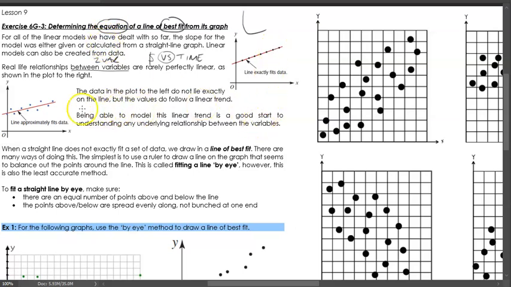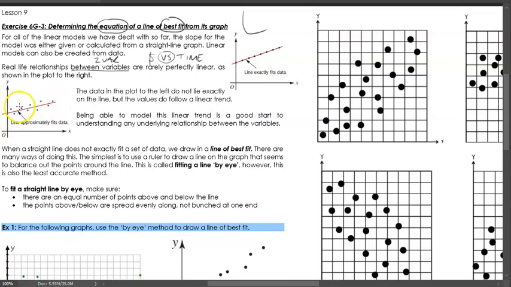So the data in the plot to the left here doesn't exactly lie on the line, but the values do follow a linear trend. Let's say some survey was taken and we asked people for one variable, and they give you an answer, and then another variable, and they give you an answer. So maybe it's what is your arm span and what is your height, and they give an answer and they map it out to a graph.